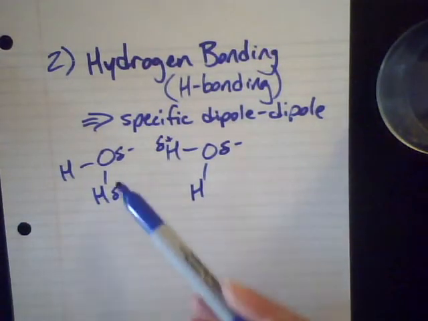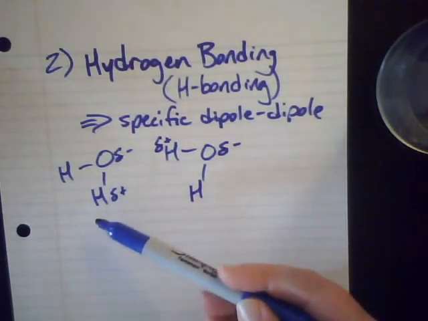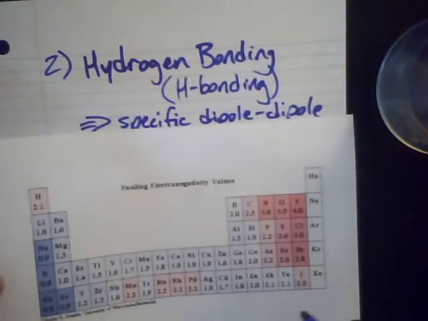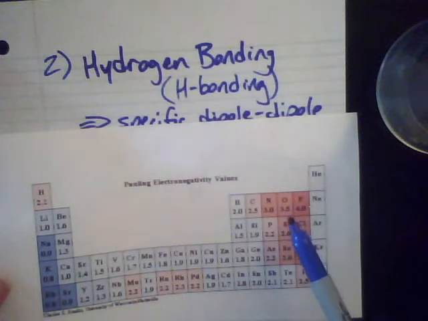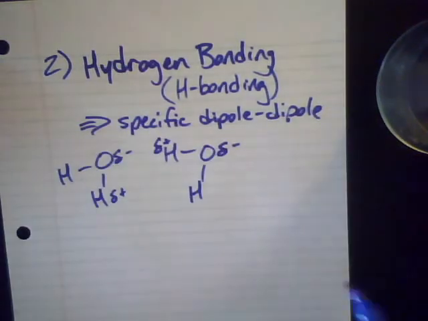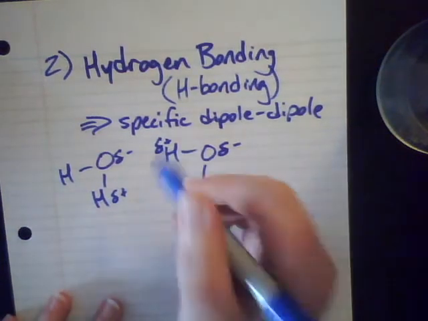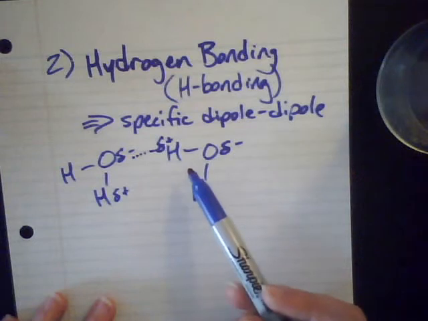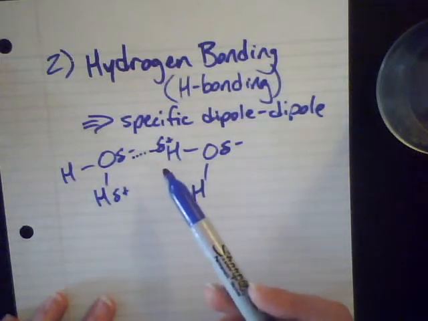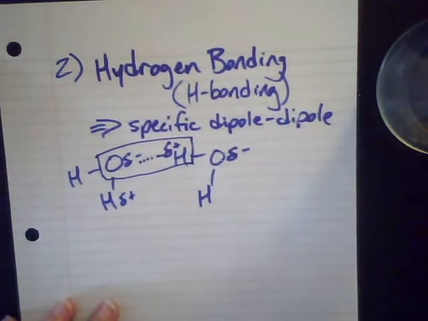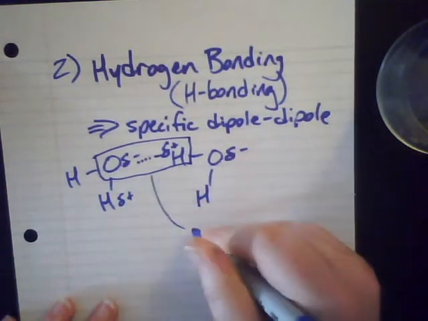Okay, so we know that the bond between oxygen and hydrogen is polar. If we weren't sure, we could go back to our electronegativities and check to make sure. Oxygen is 3.5, hydrogen is 2.1, so yes, it's a polar bond. So the partially negative oxygen and the partially positive hydrogen are attracted to each other, right? Opposites attract. So this is not only our dipole-dipole, but also our hydrogen bond.